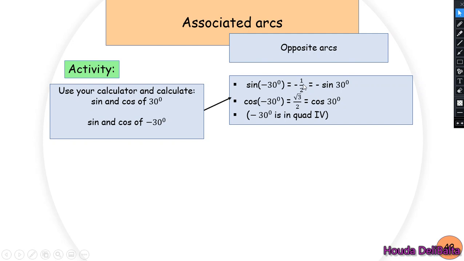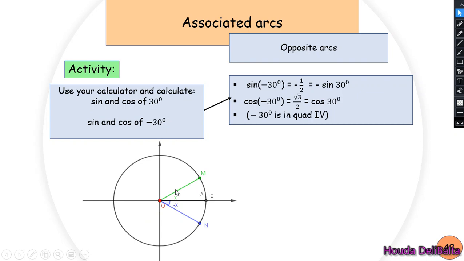So again, we are going to get the same values. They don't exchange here. Sine of minus 30 is the same as sine 30, but there is a minus sign beside it. Cosine of minus 30 is the same as cosine of 30 exactly, because minus 30 is in quadrant 4, and in quadrant 4 cosine is positive. So as you see here, x is represented by the green color, and minus x is in quadrant 4. So since all students take chemistry, in quadrant 4 cosine is positive as you see here, and sine is negative.